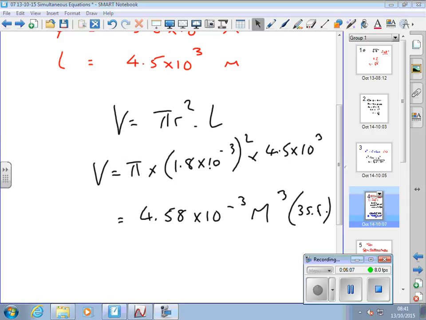So we should get round about 4.58 times 10 to the minus 3 cubic meters to 3 significant figures. If you didn't do that, just try it now. In one hit on the calculator, see if it works. Correction on this last one. 45.8 times 10 to the minus 3.